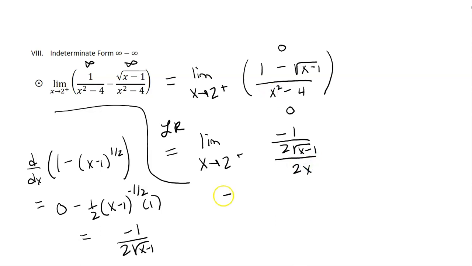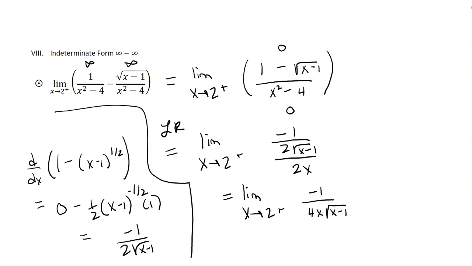So we got to do a little bit of cleanup. We'll get the limit as x approaches 2 from the right of negative 1 over, let's see, we'll have negative 1 over 2 square root of x minus 1 times 2x in the bottom. So that'll be 4x square root of x minus 1.